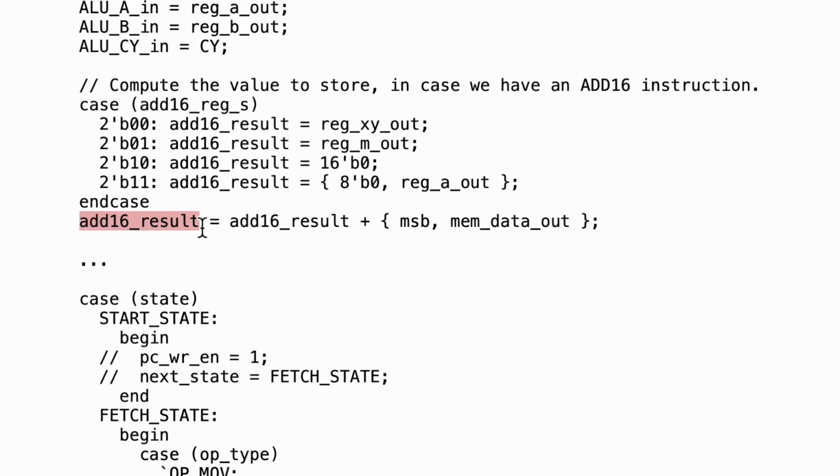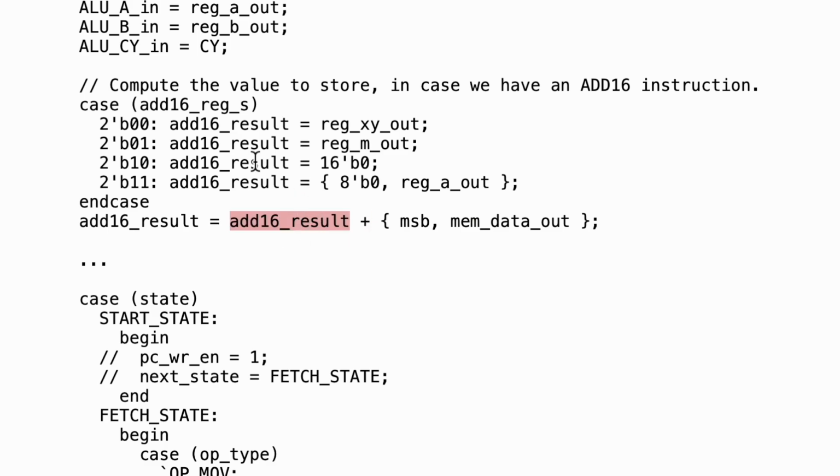Here's where it's being set. But first what we're doing is we are figuring out what we're going to be adding. Here is the 16-bit immediate value, right? It's the most significant byte from the MSB register, and the data that's coming out of the memory unit that is combined to form the 16-bit value that will be added to something.